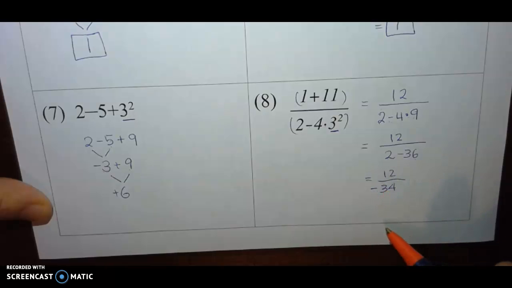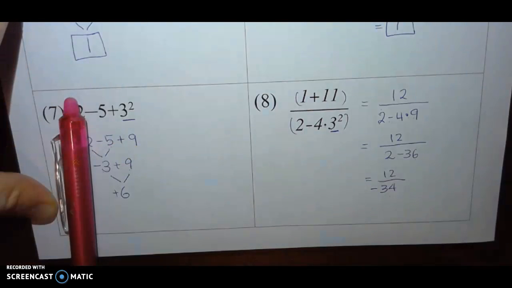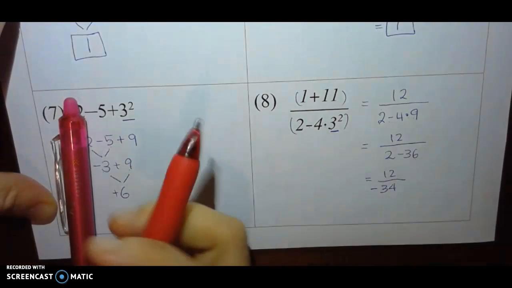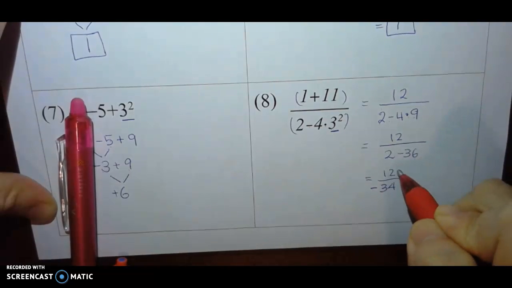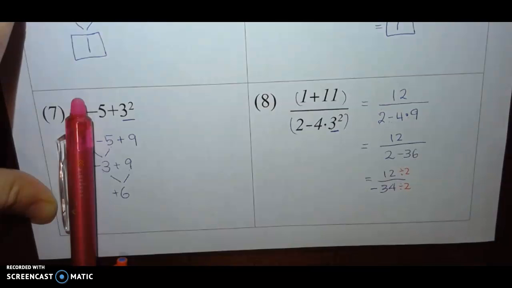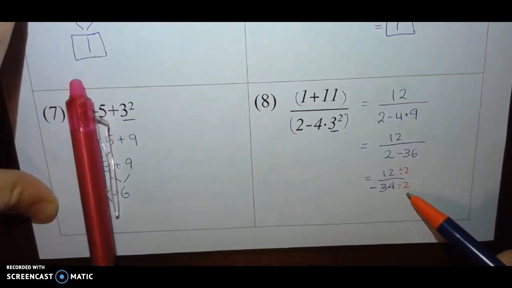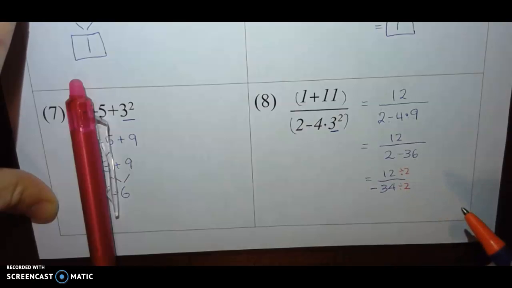Can we simplify this further? Well, do we have a number that we can divide both numerator and denominator by? Probably the easiest one you should be thinking of is the fact that they are both even. That means we can divide the numerator by 2 and divide the denominator by 2. As long as you're doing the same thing to the top and bottom, that is fine. It's sort of like multiplying by 1.